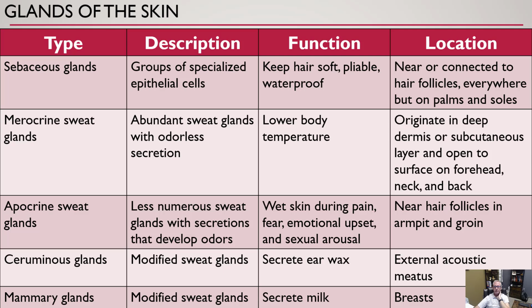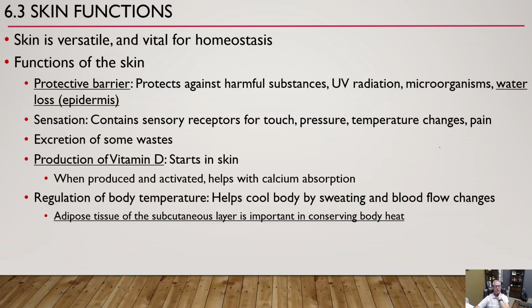All right. Summary slide of what everything does. All right, so as I said before, everything goes back to homeostasis. So what does the skin do? We've talked about some of this before. Protective barrier, protects against harmful substances, UV radiation. Remember that we had that protein P53, that tumor suppression protein. Protects against microorganisms from entering the body. Protects against water loss, the epidermis does.